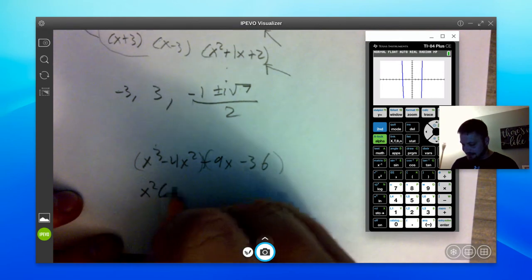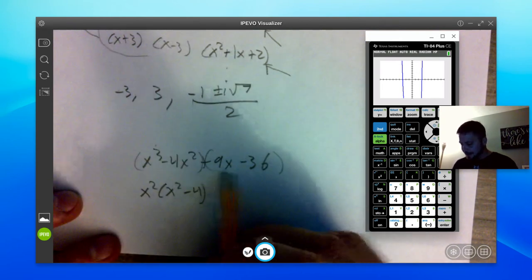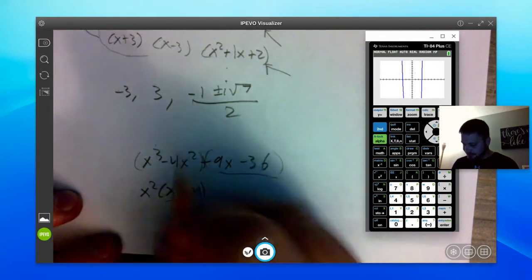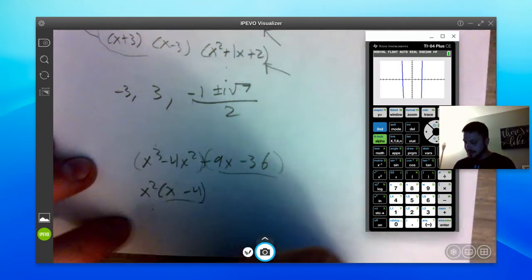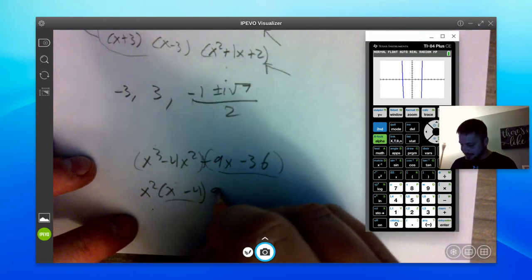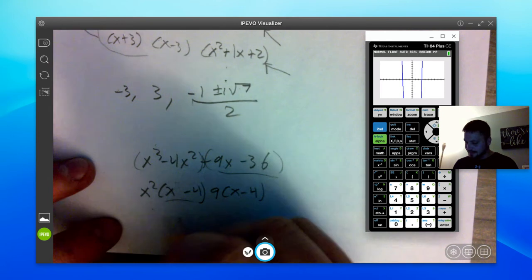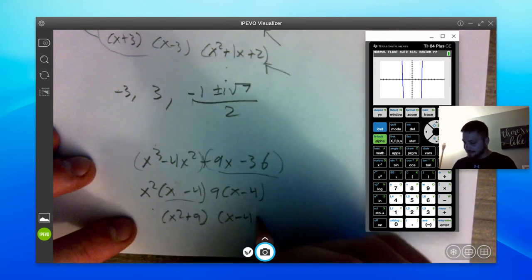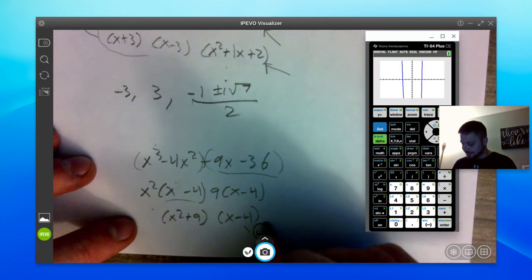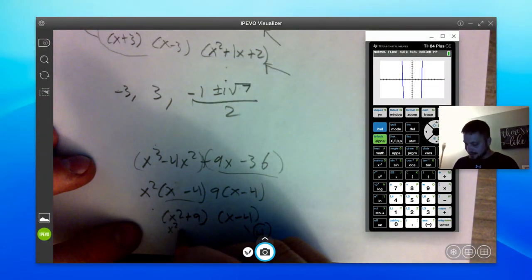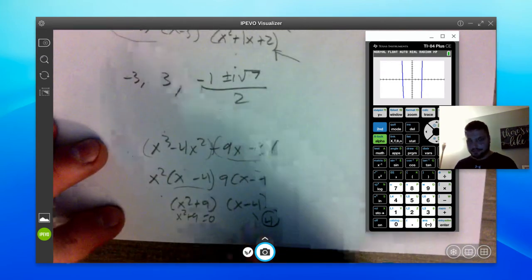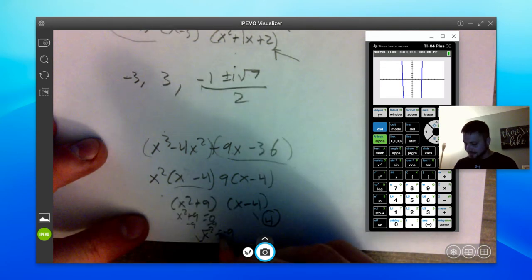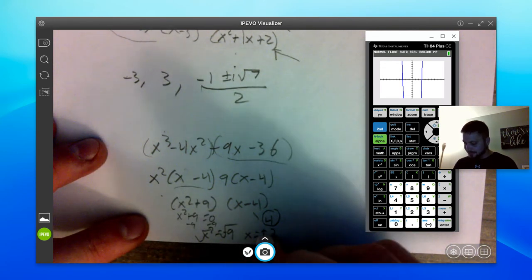I pull the GCF out of the front. I try to make this say this. How do I turn a 9x into an x? I pull out a 9. Okay, so I would have x squared plus 9 and x minus 4. When I'm finding all the roots, this gives me an answer of positive 4. I would set x squared plus 9 equal to 0. X squared equals -9. So when I square root, I get that x equals plus minus 3i.